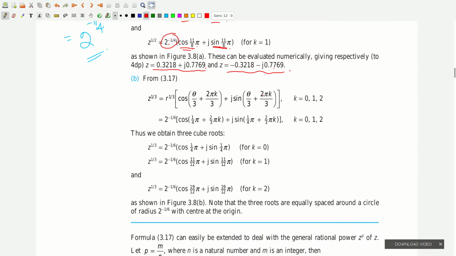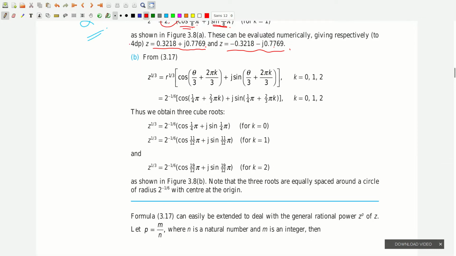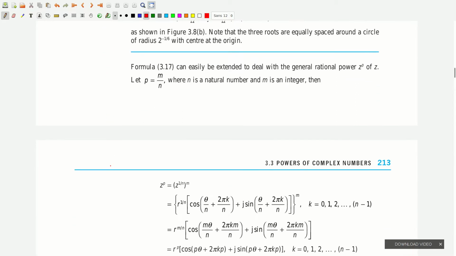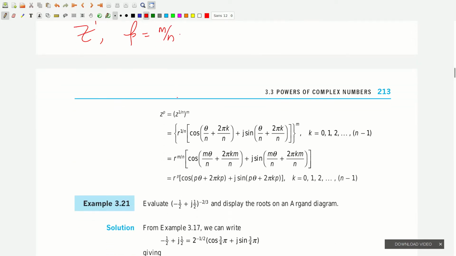Okay, so the rest is the same, by the way, even if now we want to find the cube root. Whatever changes, we do exactly the same thing, only that instead of 2 we now have 3, but it follows the exact procedure. Even when we want to find rational powers of z, maybe z to the p, where p is m/n, it is just the same. So let's see how it comes about.